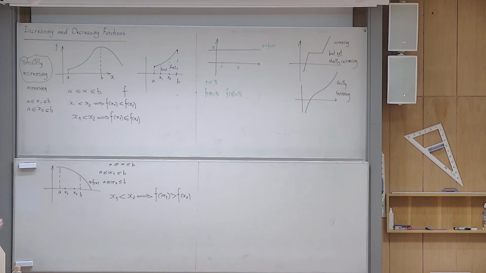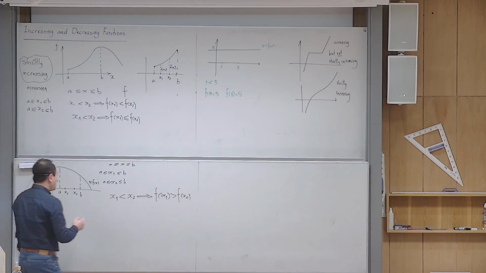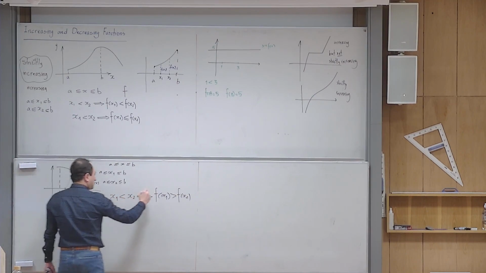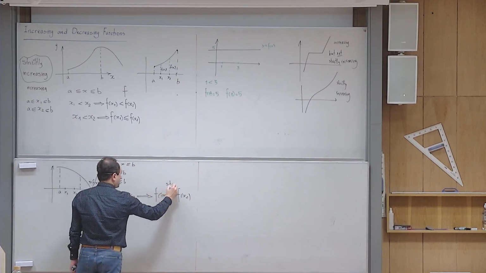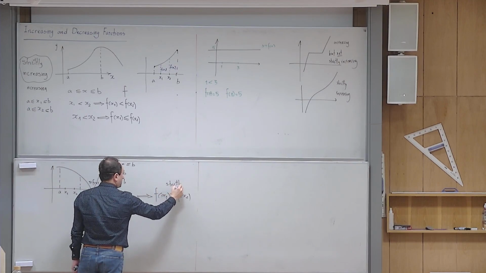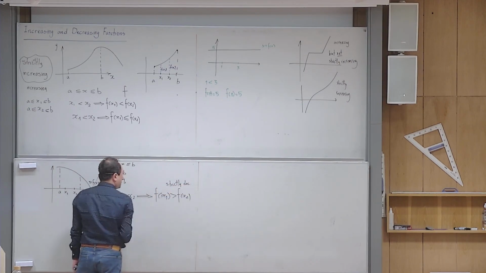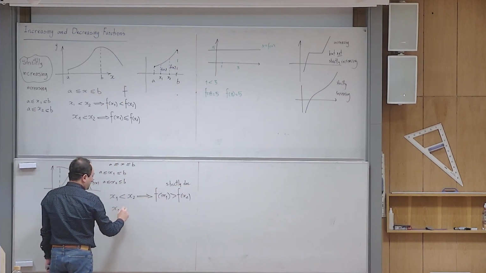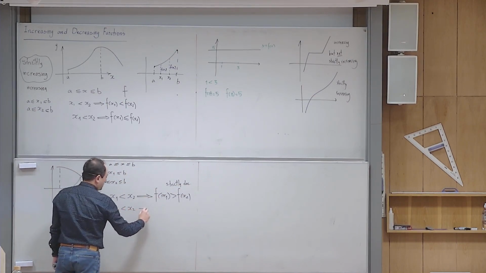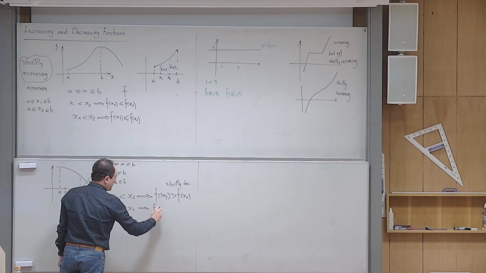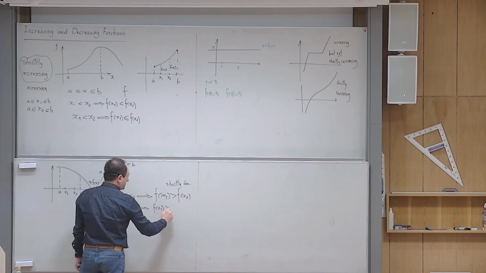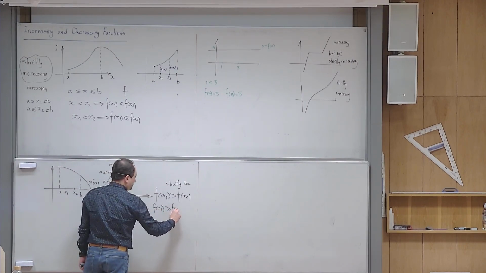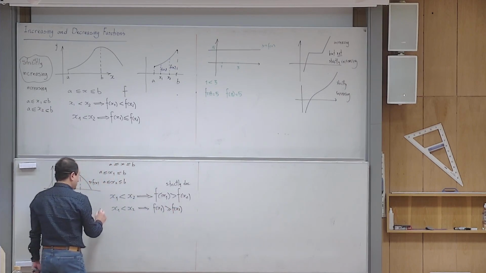So this is the meaning of increasing or decreasing functions, yes? And this is strictly decreasing. But if I want to write decreasing only, of course you understand probably what to do, then this would imply that f of x1 is greater than or equal to f of x2. So this is decreasing.